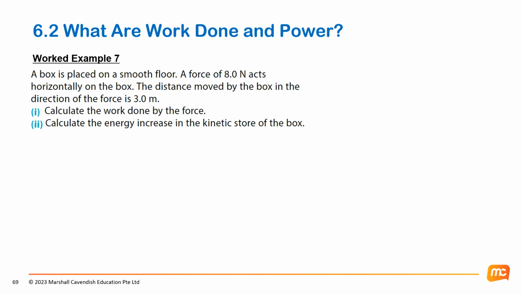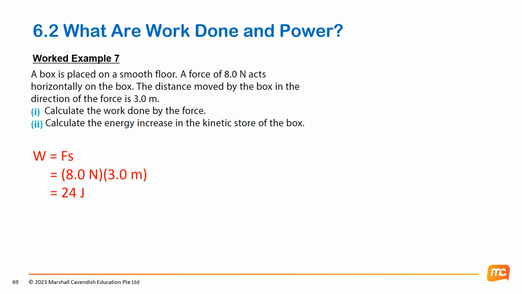Looking at our worked examples, worked example 7: we've got a box placed on a smooth floor and 8 newtons acting horizontally on it. The box moves 3 meters in the direction of the force, and we want to calculate the work done by the force and the energy increase in the kinetic store of the box. So the work done will simply be, using our formula, W equals F times s, force times the distance traveled in the direction of the force: 8 newtons times 3 meters, 24 joules.